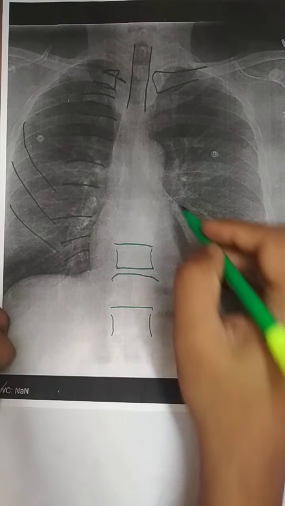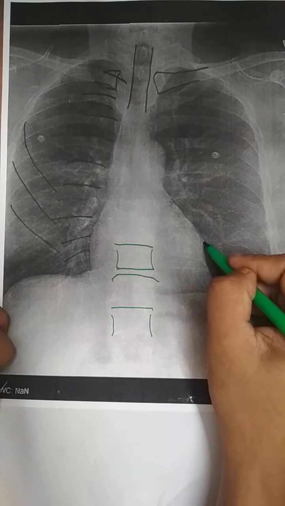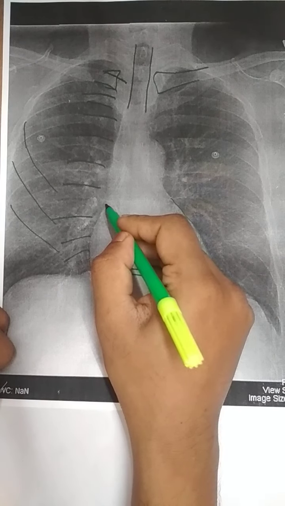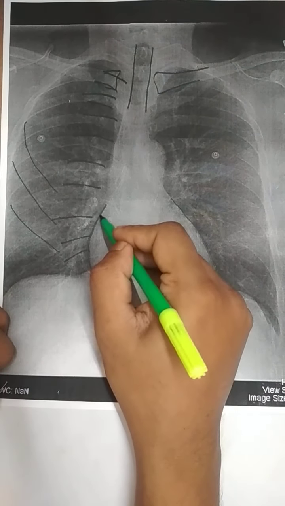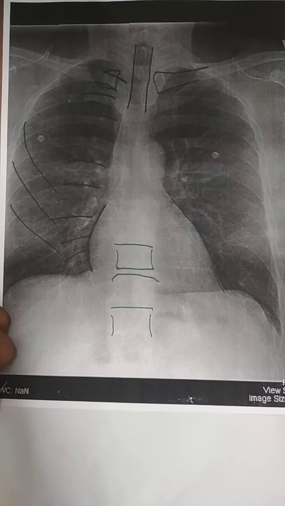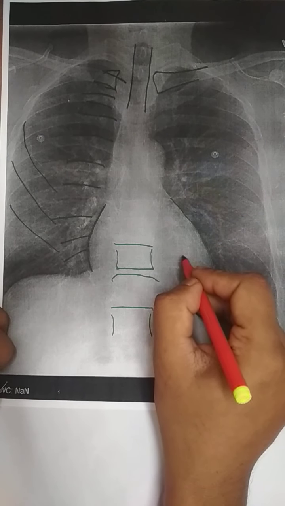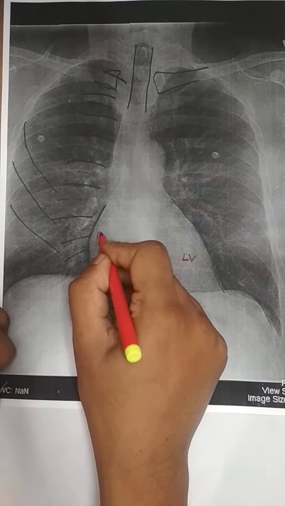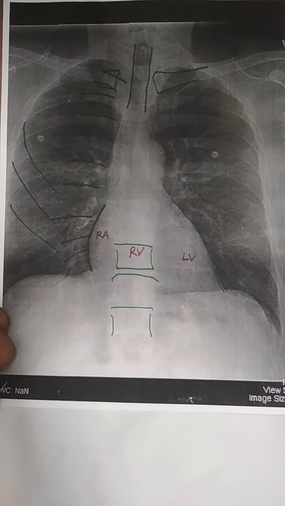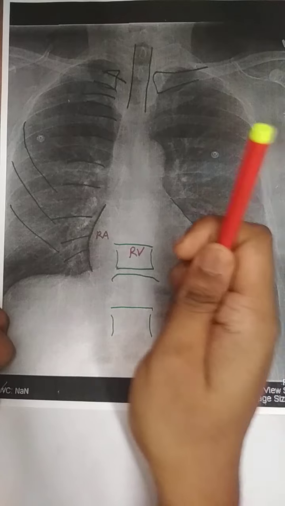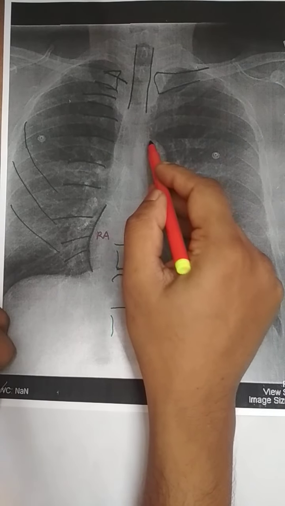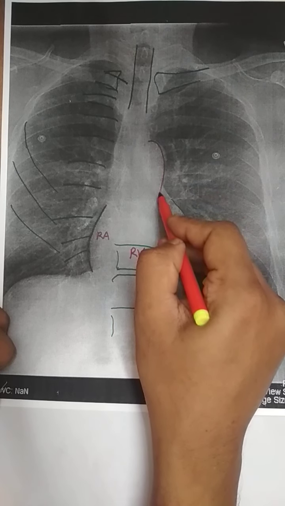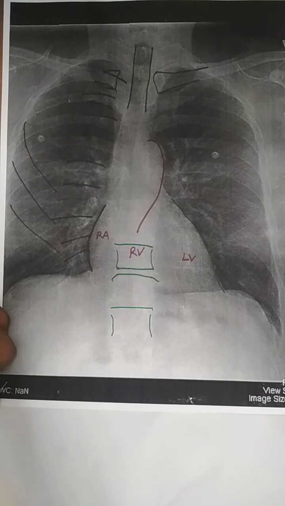So you should mark the borders of the heart, the left border and the right border. Then you can also mark the chambers of the heart. So we have the left ventricle, then we have the right ventricle, then the right atrium. You mark the chambers. Then go for the arch of the aorta. You mark the arch of the aorta.